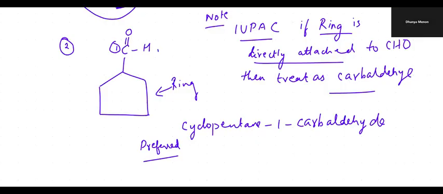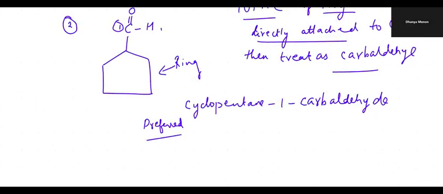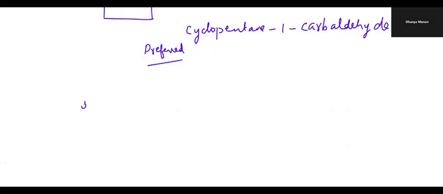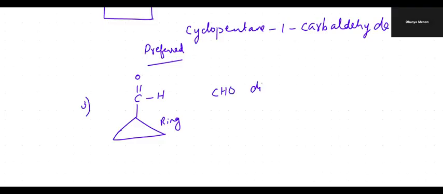Okay, similarly, I will give one more example. Question number 3, COH. Here also, this is the ring. Is the CHO directly attached to the ring? Directly attached to ring. Now, in this case, what do we consider? Carbaldehyde is preferred. So this is the first position.